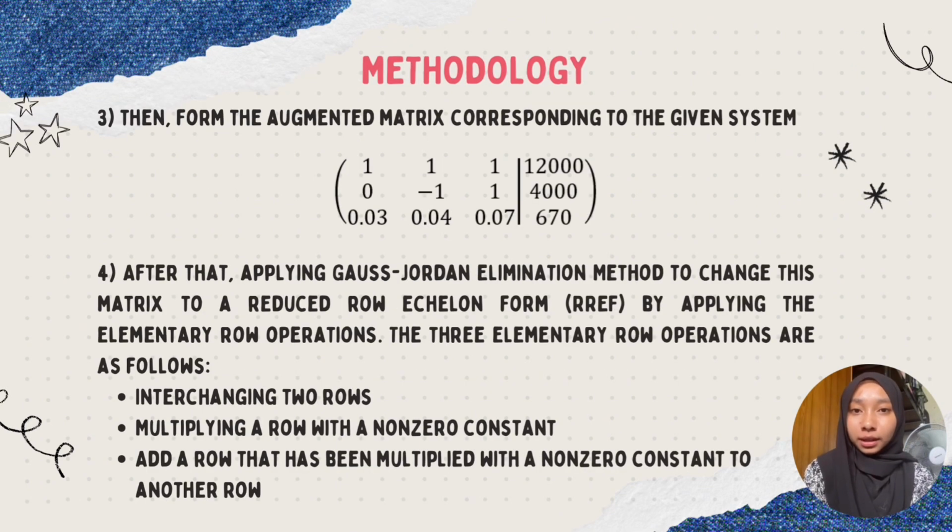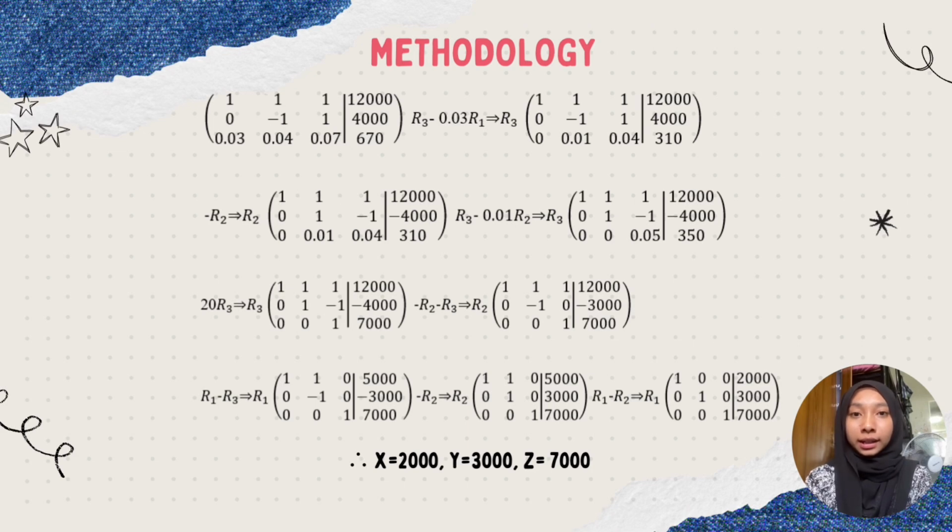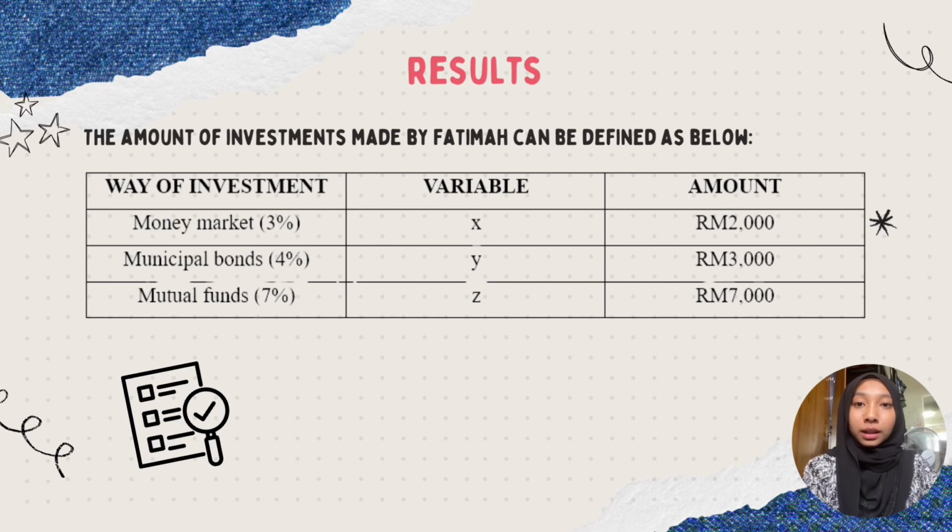The next step is to form the augmented matrix corresponding to the given system. After that, we apply the Gauss-Jordan elimination method to change the matrix to reduced row echelon form (RREF). Now, the matrix is in reduced row echelon form. Convert this matrix to a corresponding linear system and then solve the system. The solution to this system is unique. That is, X is equal to 2,000, Y is equal to 3,000, and Z is equal to 7,000. The amount of investment made by Fatimah is as follows.